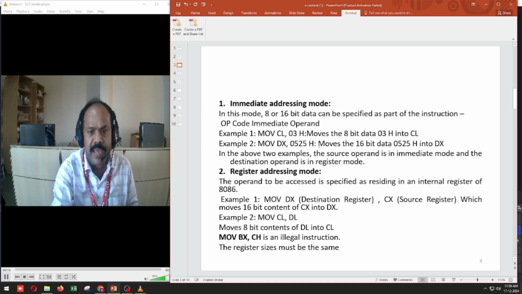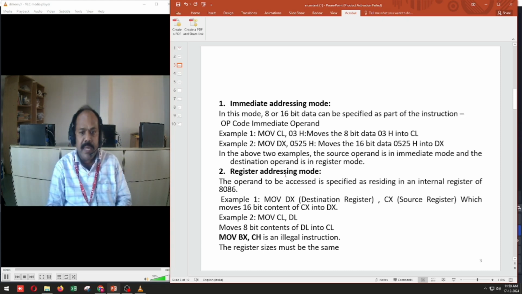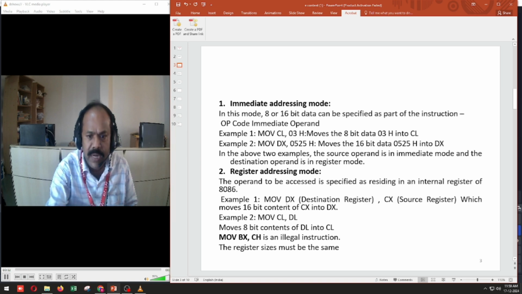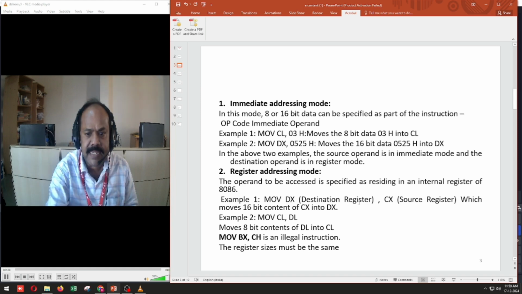And the second addressing mode is register addressing mode. Here the data will be available in any one of the registers, AX, BX, CX or DX and so on. So look at the first example, MOV DX, CX. Here CX is a count register, which is the source register, and DX is a data register, which is the destination register. So here the data from CX will be copied to DX. Even after transferring data from CX to DX, the content of CX remains the same. It is only a copy instruction.